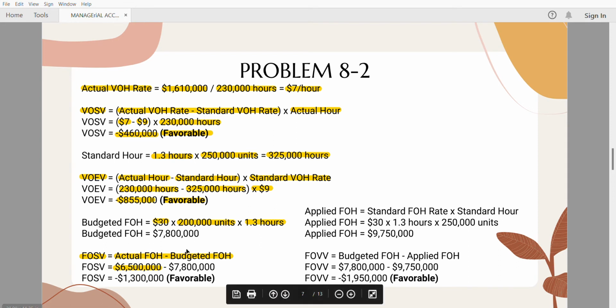Because it's stated right here that it's budgeted. But for standard hour, they didn't state that. Okay, they are going to find the budget, but with the budget rate. For budgeted FOH in this fixed spending variance, you are going to use the budgeted as in all completed budgeted. Okay, so we got 7,800,000 and we put it there, and then we calculate it, we get 6,500,000 minus 7,800,000 equals minus 1,300,000, and it's favorable.